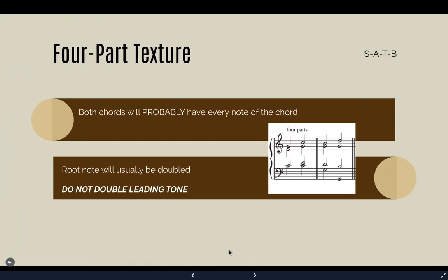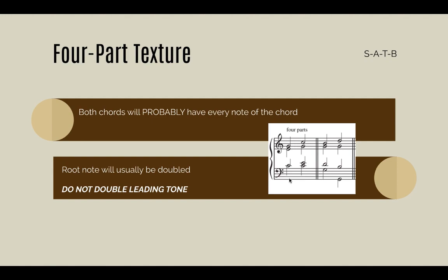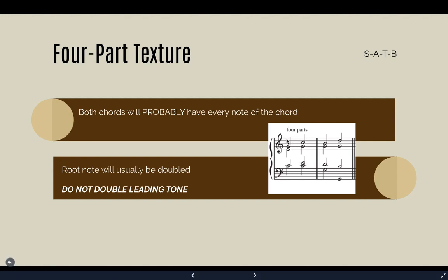So if we have a 4-part texture, that means we've got that S, A, T, B, soprano, alto, tenor, bass texture going on. We've got 4 parts sounding at the same time. We've got 4 parts that need something to do, and we've got 3 notes in a triad. So both of these chords are probably going to have every note of the chord.